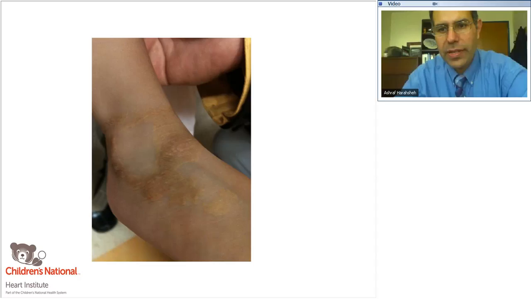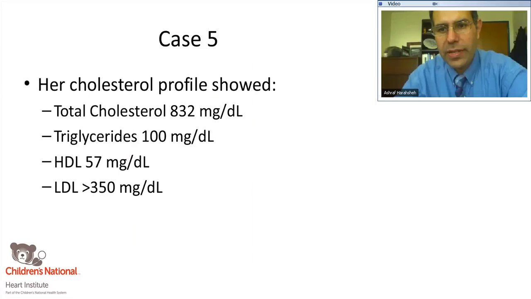Now this patient was followed by the pediatrician for a while and eventually was referred to the dermatologist, and a cholesterol profile was obtained. Her total cholesterol was as high as 832 milligram per deciliter, and most of it was LDL cholesterol. This is an interesting patient who comes to us from Thailand.